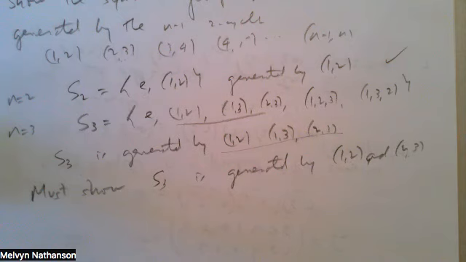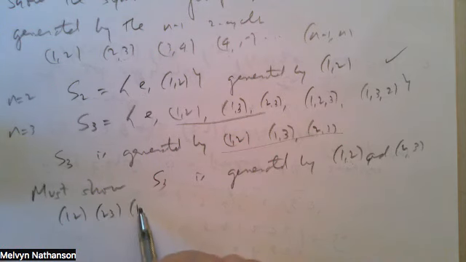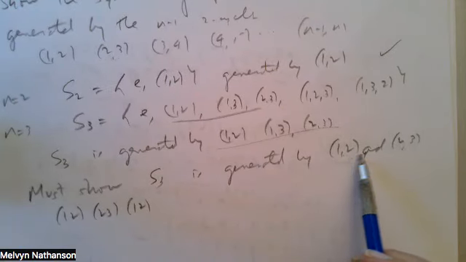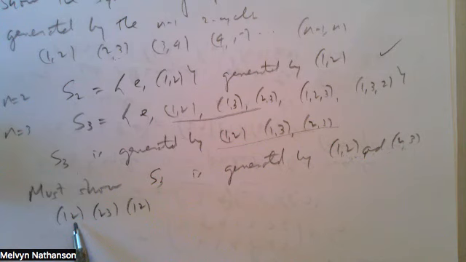So how can we show that? Well, if I take (1 2)(2 3) and (1 2), this is in the subgroup generated by (1 2) and (2 3).